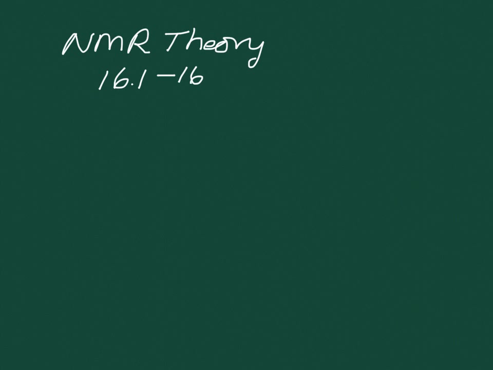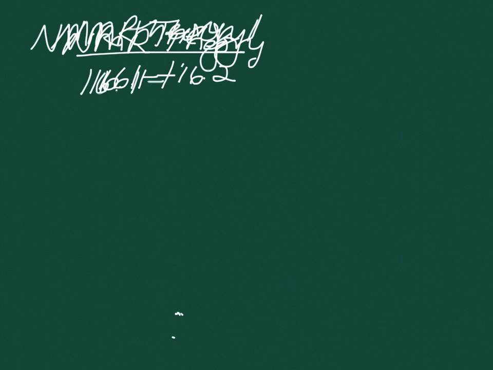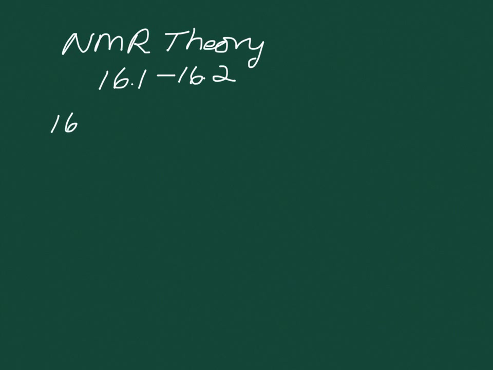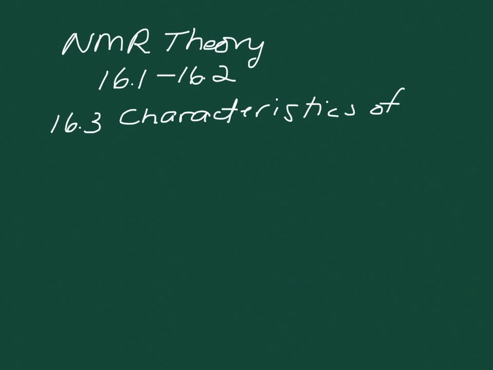The first lecture looked at NMR theory, which was 16.1 to 16.2 of your text. Now we're going to look at 16.3, which are characteristics of NMR, of a proton NMR spectrum.